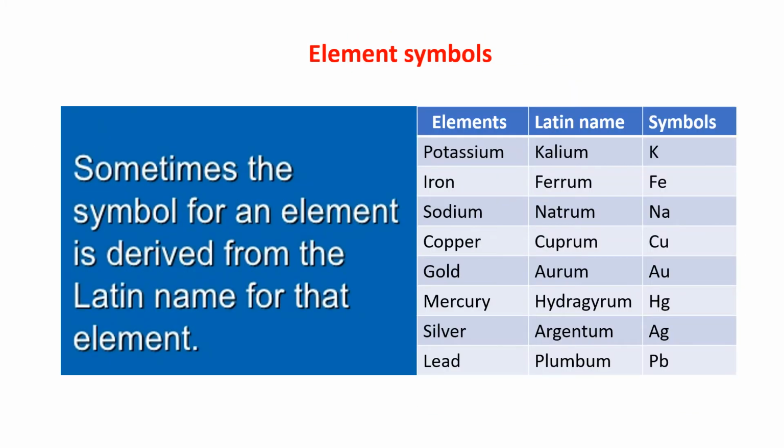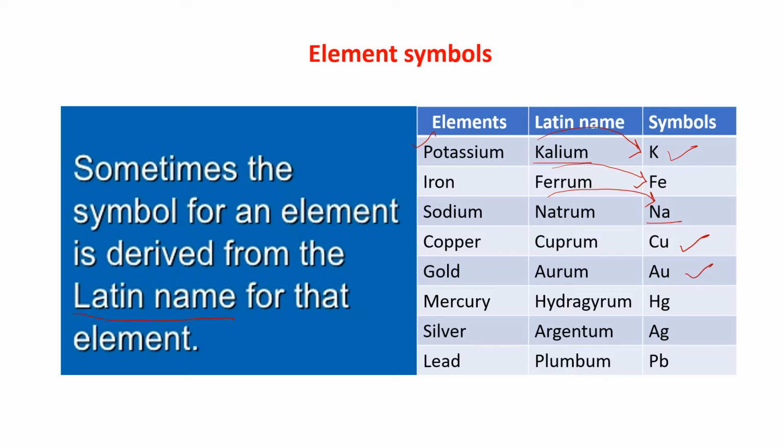For some elements, the symbols are derived from the Latin name. Children, you have to learn all these things. These are very, very important. See, the element is potassium, but its Latin name is kalium. So its symbol is K, taken from kalium. Iron, ferrum, the symbol is Fe, F and E both. Sodium, natrium, its symbol is Na from here. Copper is cuprum, symbol is Cu.